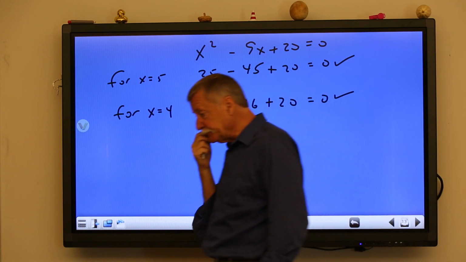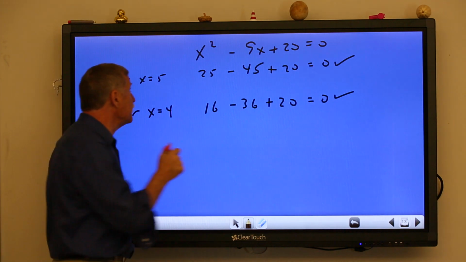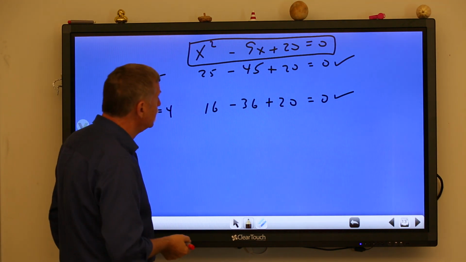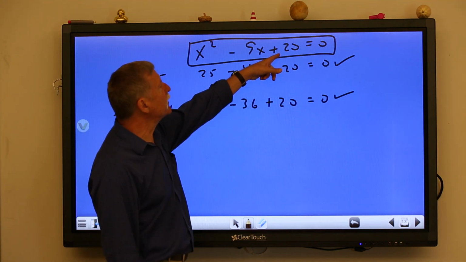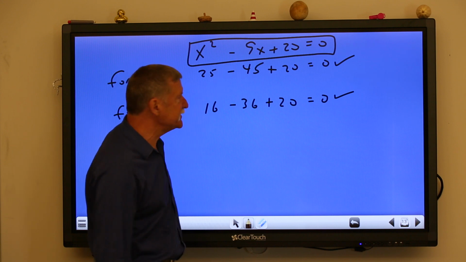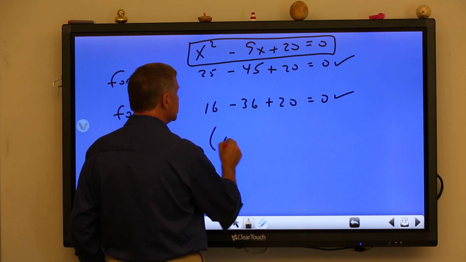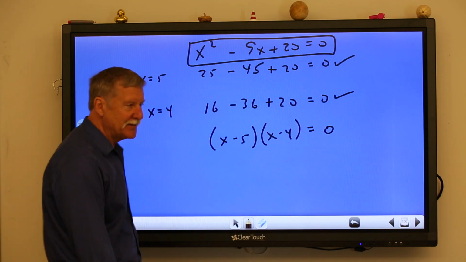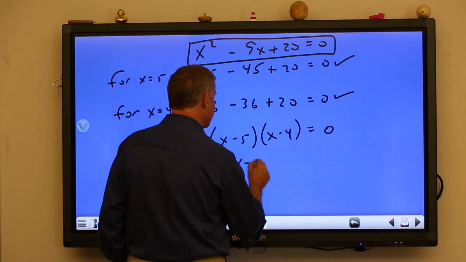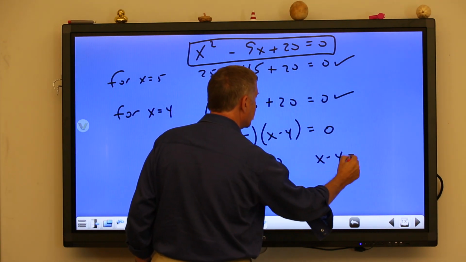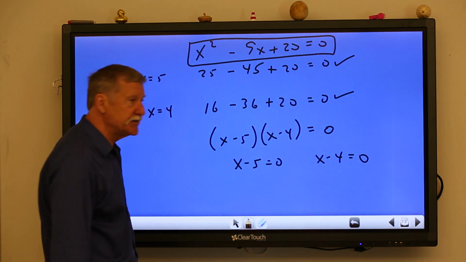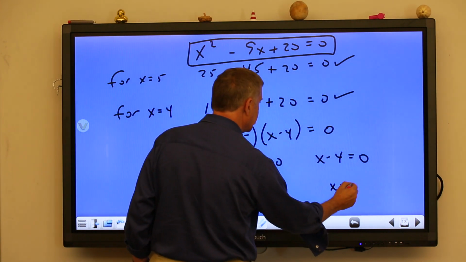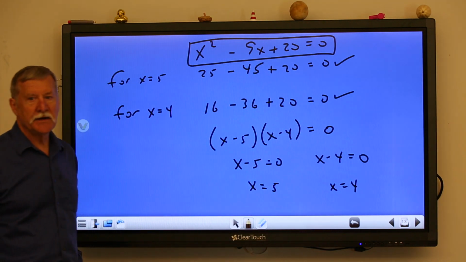Now I hate to say it, but you could have saved yourself a lot of work if you realized that our original equation here is factorable, right? What multiplies together to make 20 in a positive way and adds together to make minus 9? We could have factored this as x minus 5, x minus 4 equals 0, in which case x minus 5 equals 0 and x minus 4 equals 0, setting our factors equal to 0 using the zero product rule. Therefore, x equals 5 and x equals 4, and you would have saved yourself a whole lot of work.